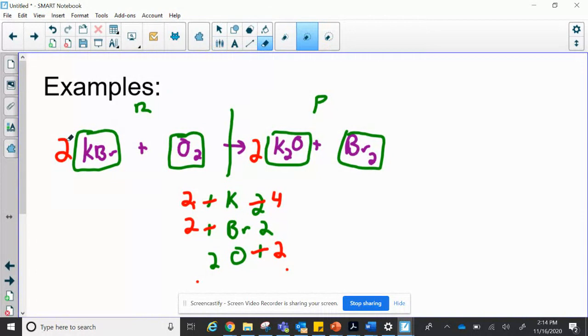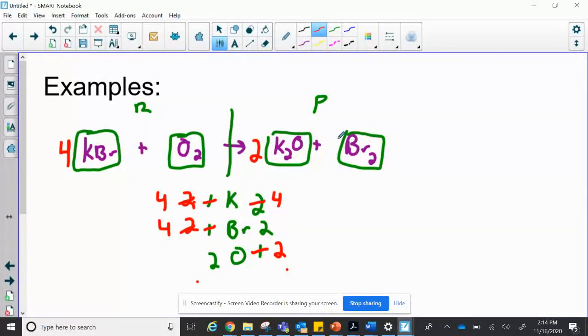What I'm going to do is erase. I'd recommend using pencil when you do this, by the way. I'm going to erase, and I'm going to change this to a 4 now, because I know I need to have 4 Ks on this side. What I'm not going to do is go 2 times 2 or 2 times 4. I'm not multiplying down here. I'm multiplying up here. So I have 4 Ks, and I have 4 Brs. All right, now my Ks and my Os match, but my Brs don't.